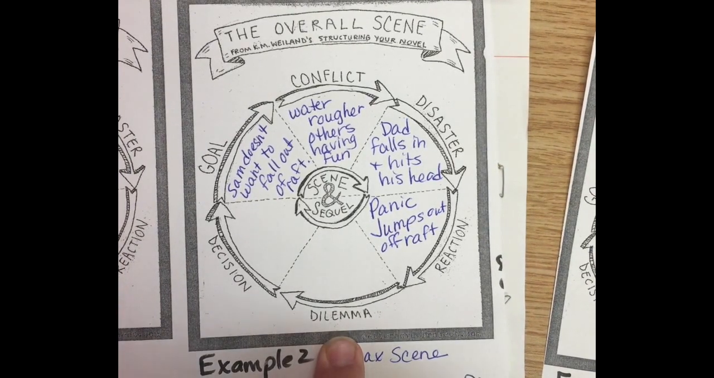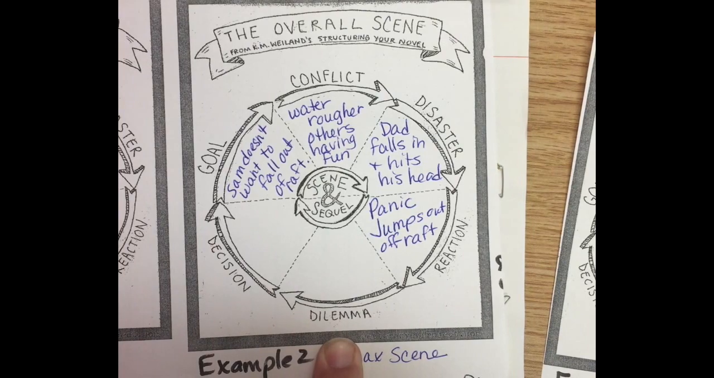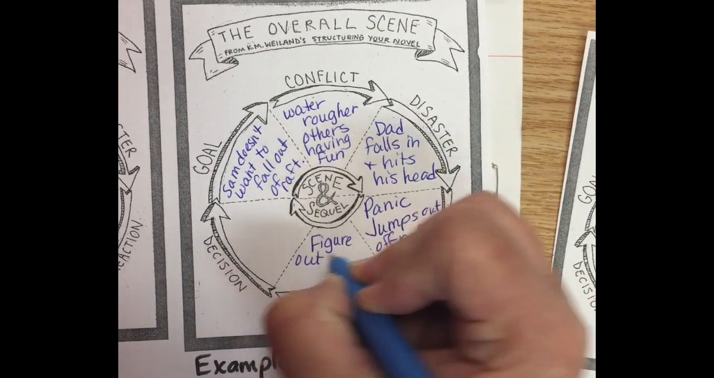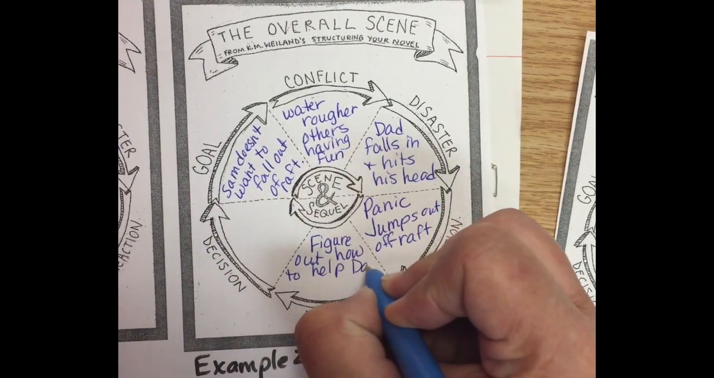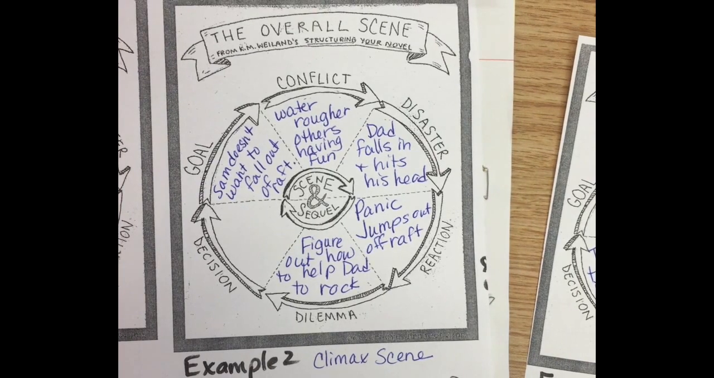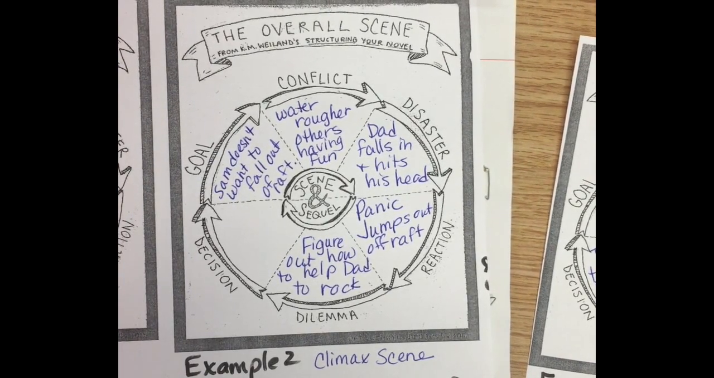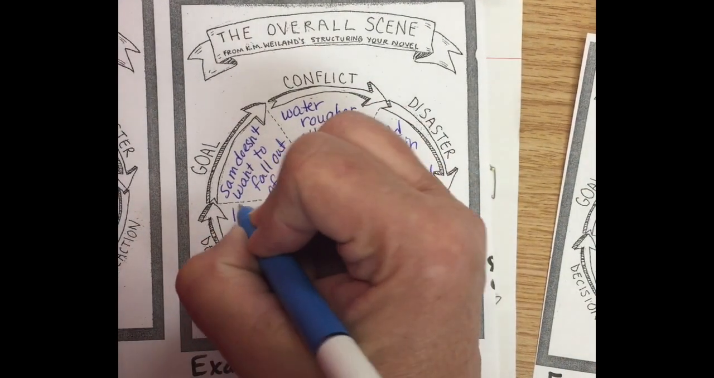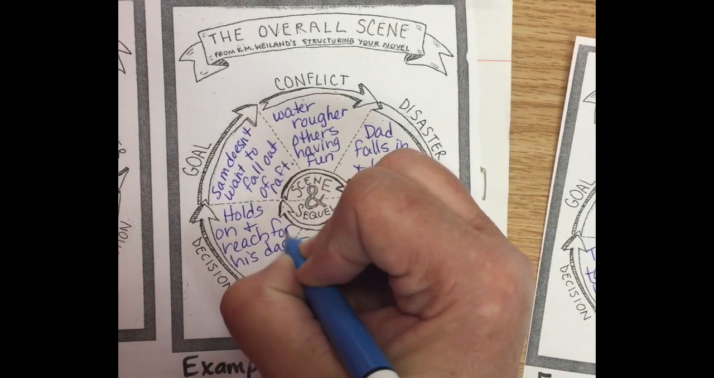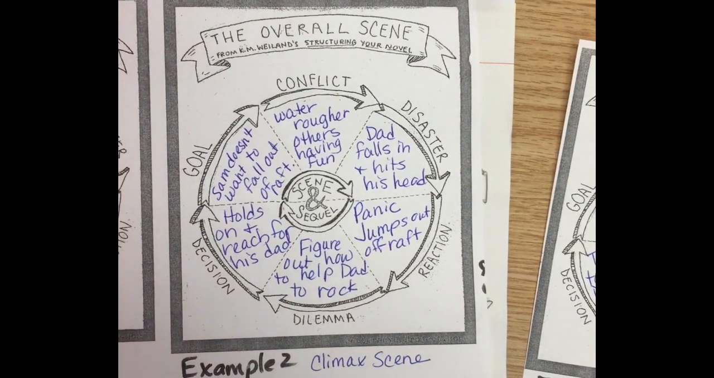Now, his dilemma is to figure out how he's going to save Dad. How is he going to get his dad to a rock so that they can hang on until somebody can help them get out? So he has to figure out, that's his dilemma, how to help Dad to a rock. Okay, and his decision is, he doesn't have very long to figure that out. So he holds on to a rock while at the same time reaching for his dad. So he decides to hold on and reach for his dad. Maybe with his feet, or something like that. I don't know if you can do that, but that's physically possible. But he has to hold on to something and reach for his dad at the same time until the raft instructor or whatever can help get the dad out of the water.